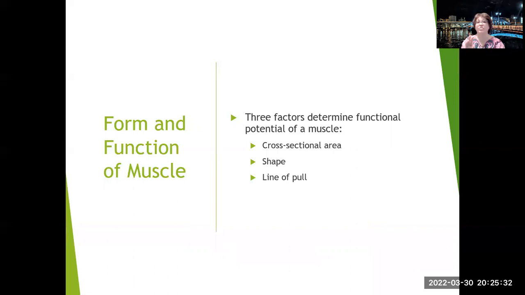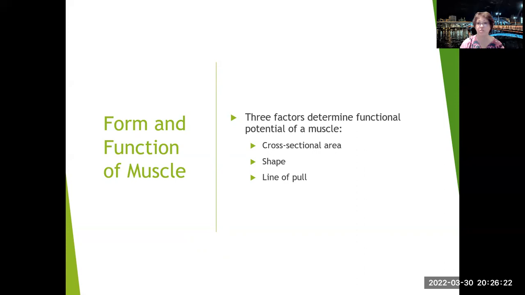So 3 factors determine the functional potential of a muscle. One of them is the cross-sectional area. So if you have a big fat muscle with a big fat cross-sectional area, it's going to be able to contract more. So think of your bulging biceps. And if you've been pumping that iron at the gym, you got good cross-sectional area and you can generate more force. The shape of the muscle is also very important, and the line of pull. So line of pull, that phrase should sound familiar to you from chapter 1. The line of pull of the muscle determines what action is going to happen when the muscle contracts. Okay, so those 3 things determine the functional potential of the muscle.